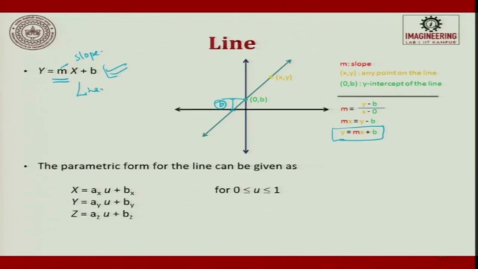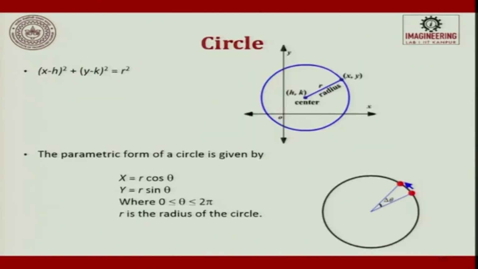When I have to express the same thing in parametric form, the parametric form of the line can be expressed as x equal to a of x u plus bx, y equal to a of y u plus by, z equal to a of z multiplied by u plus bz. Now u takes a value 0 to 1. This is the parametric form of representing a line in x, y and z. Now, let us try to take a circle.